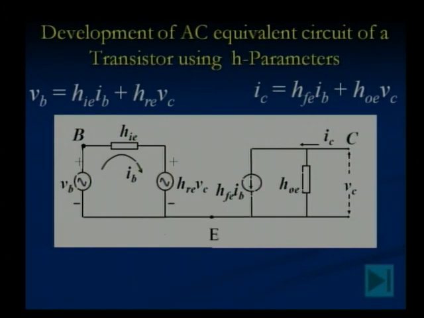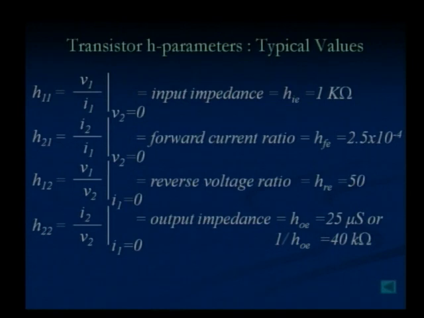So this circuit, you can say, now emitter is common, base and collector, different currents and voltages are there, and different H parameters can be seen in this circuit. And this circuit is called as the AC equivalent circuit of the transistor using the H parameters. These H parameters thus are helpful to designate the activities of the transistor at the input port as well as the output port. Now for a transistor, these are the typical values.